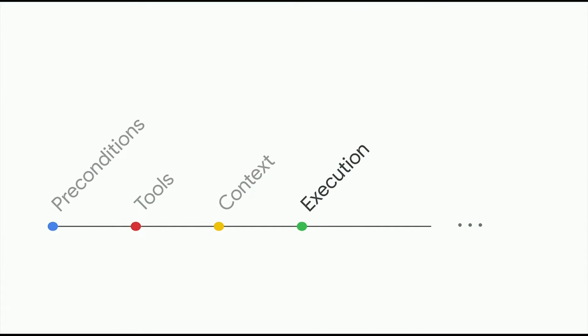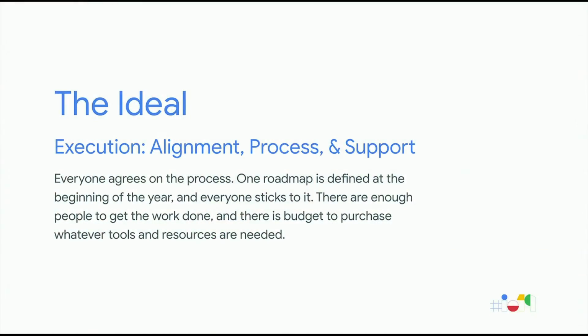So let's talk about process and execution. And when we say process and execution, we mean not only how designers and developers create products, but also the work required to integrate the design system and tooling into their existing workflows. In an ideal world, everyone agrees on the process. You documented and defined one roadmap at the beginning of the year, and everyone stuck to it. Programs are sufficiently staffed to carry it out. And it's easy to map existing projects onto new tools and processes. And everyone's really excited about doing that work.